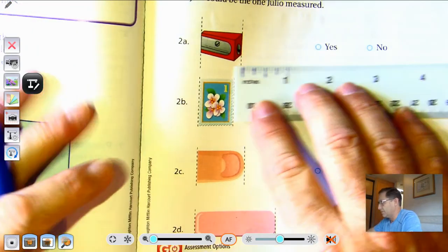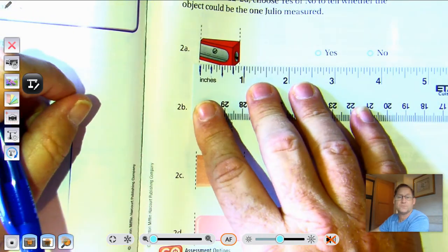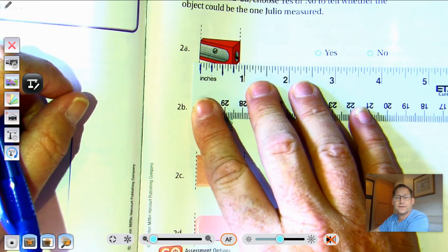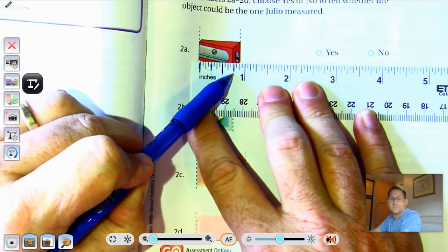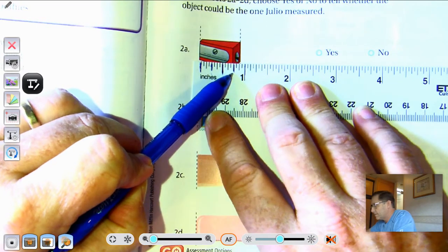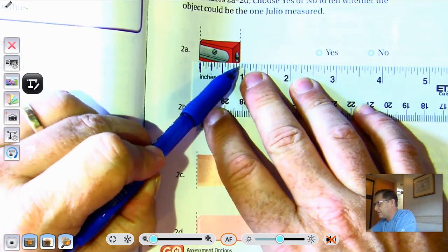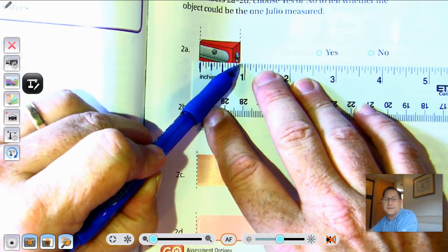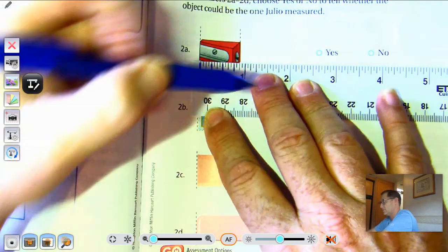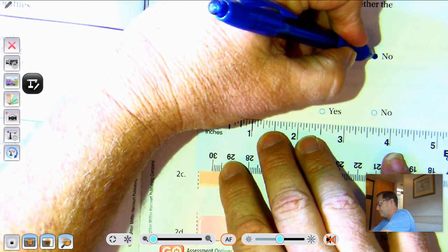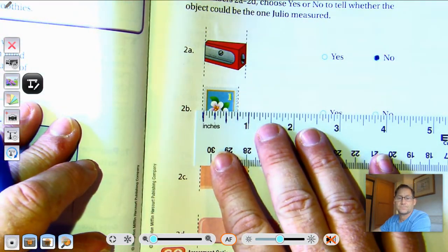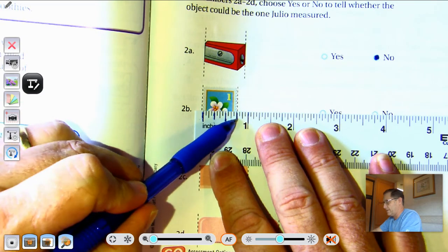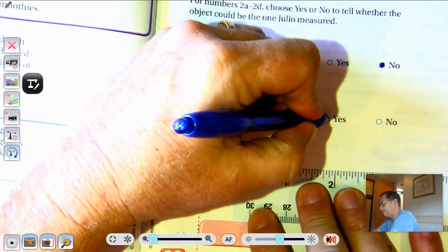So let's look at this first one. If we put it at 0, 3/4 is right here. But it's actually closer to this mark, which makes it closer to 1 whole. So I'm going to say no on that one. Okay, how about this one? Oh yeah, that's definitely 3/4, right? It's right on the 3/4 mark. 1, 2, 3. So yes, that could have been.